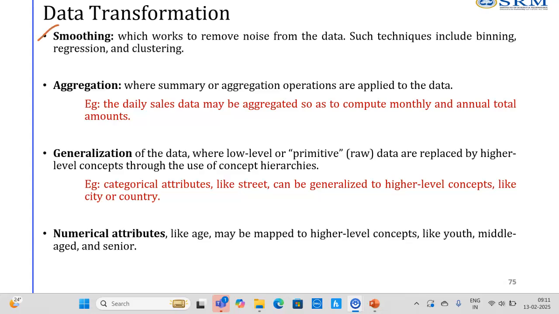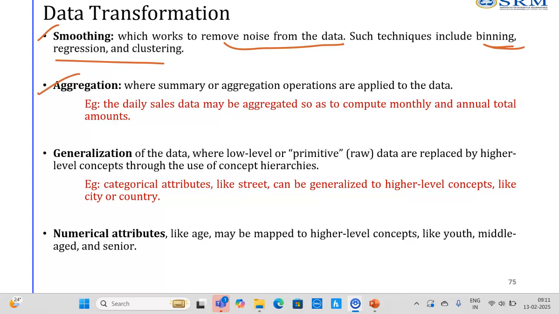This is mainly used to remove the noise from the data. In the last video we saw about binning, that is mainly used to remove the noise from data by categorizing the similar data and putting them into the bins. So smoothing is one of the methods that is mainly used to remove the noise from data, and the techniques are binning, regression and clustering.